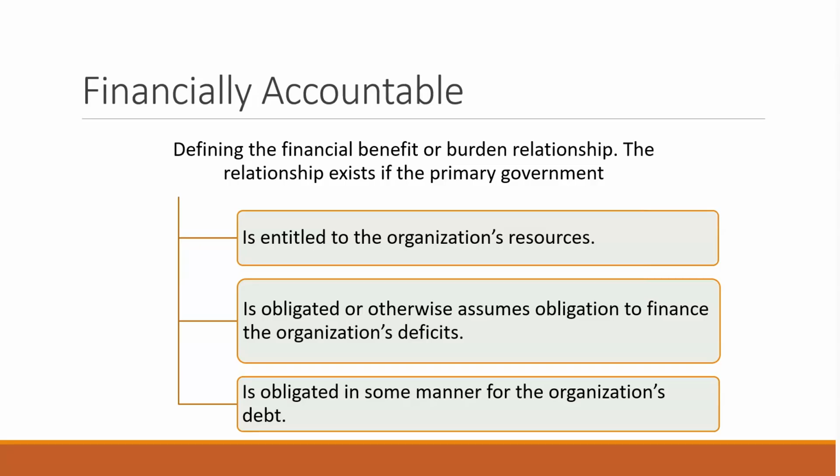Okay, so we look at this financial benefit or burden relationship, and a relationship exists if the primary government is entitled to the organization's resources, or is obligated to finance the organization's deficits. For example, if there was a budget shortage, and the primary government was required to fill that budgetary shortage with their own funds, there's a financial relationship. Or if they're responsible for the organization's debt, there's a financial relationship.